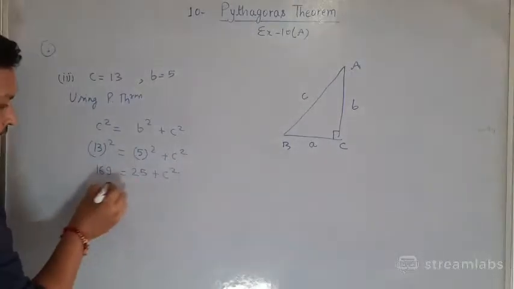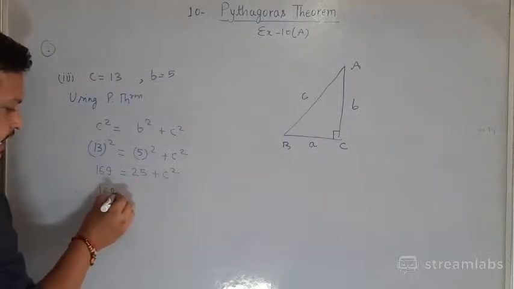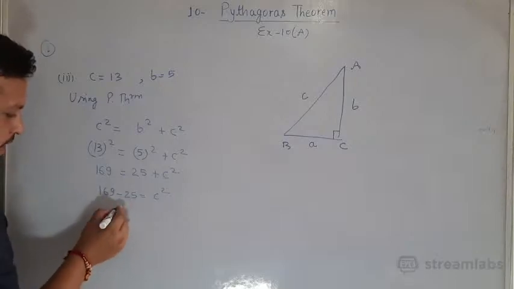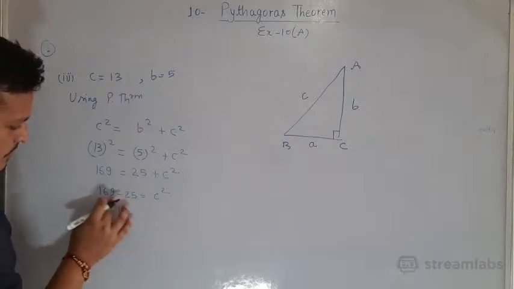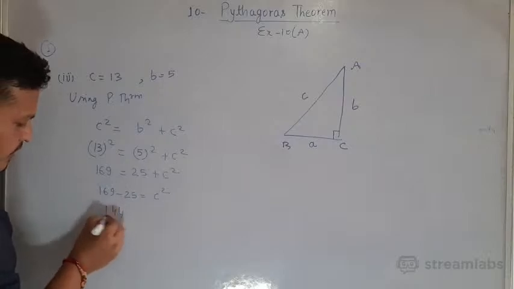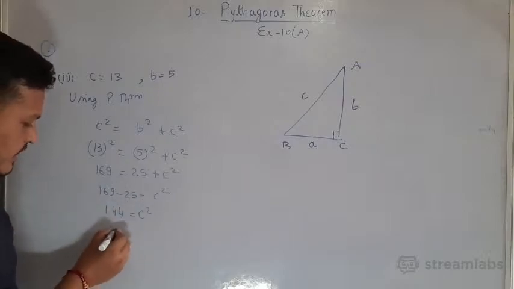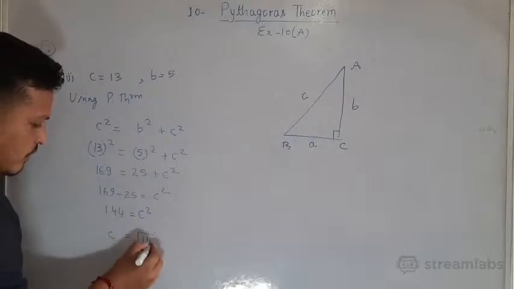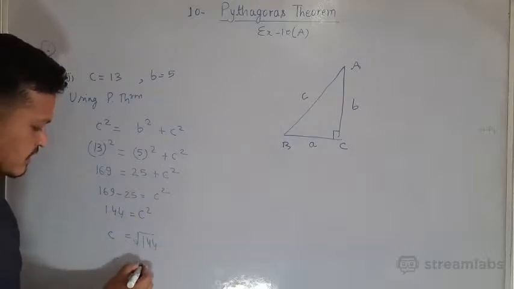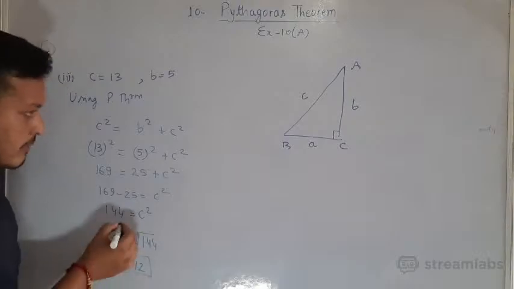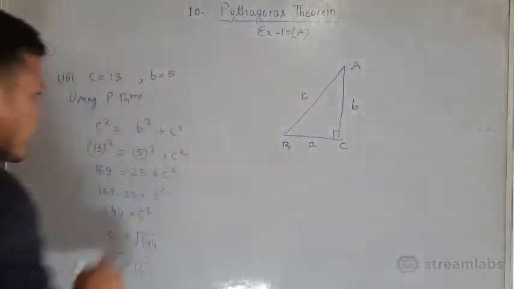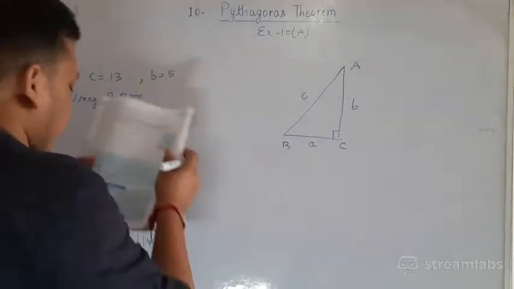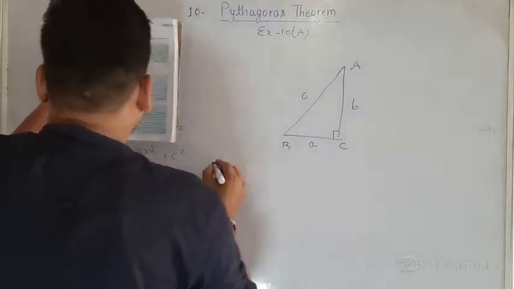So we can take 25 to the left hand side. 169 minus this is equal to C square. So 169, 9 minus 5 is 4, 6 minus 2 is 4, and 1, is equal to C square. So we can directly write C square is equal to 144, root 144, and C is equal to 12 units. It means the length of the hypotenuse is 12. So that is the answer of this question, and this type of simple question is given in our book.